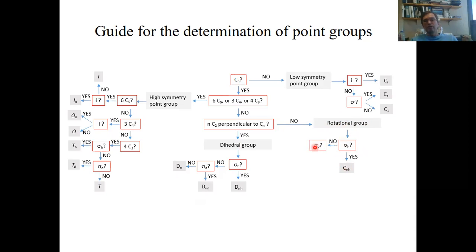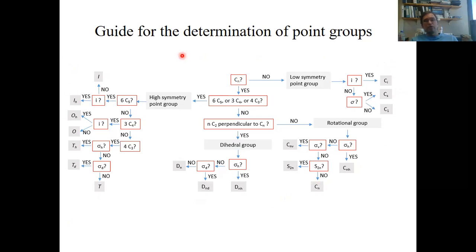If not, we would ask, do we have vertical mirror planes in addition? If yes, we would have the point group Cnv. And if not, we would ask, do we have an improper rotational axis, which is twice the order of our principal axis? If this is the case, then we would have the point group type S2n. If that's not the case, then we would just have the point group Cn. So now we are finished, and we have probed for all the possible point groups that can be in our guide. The guide is now complete.